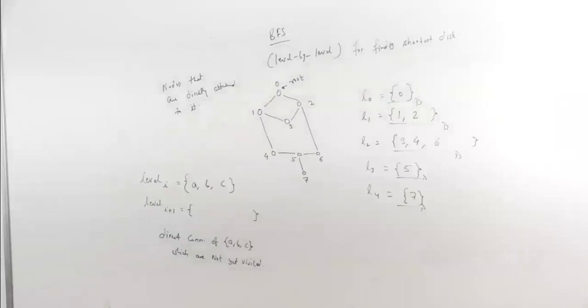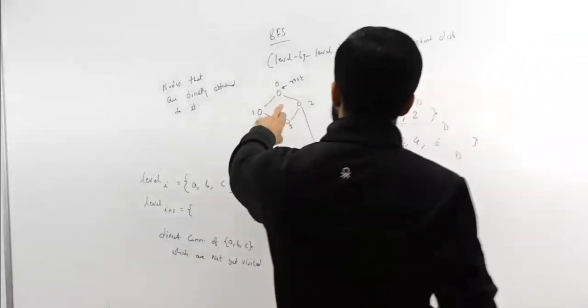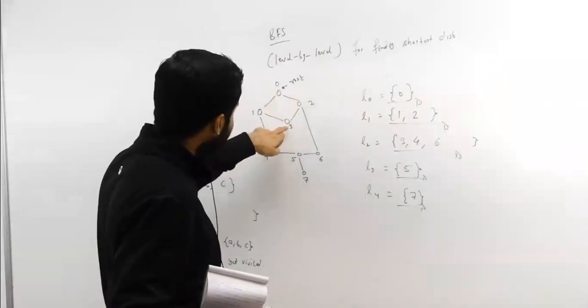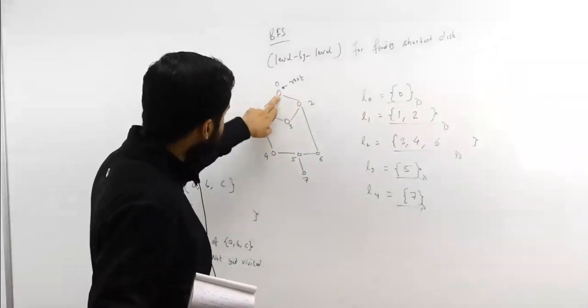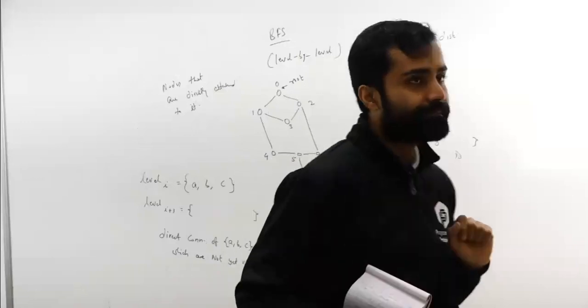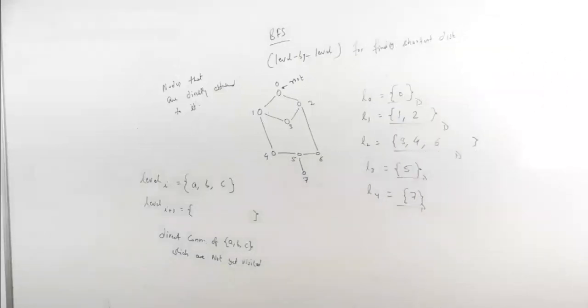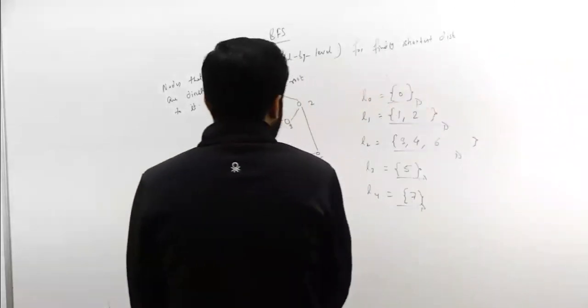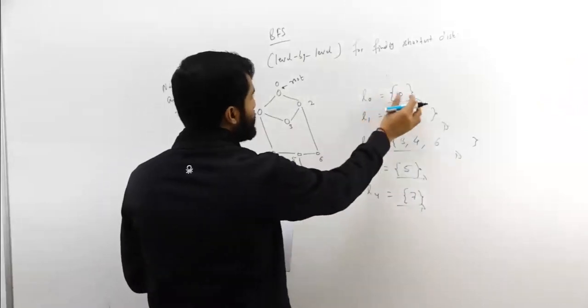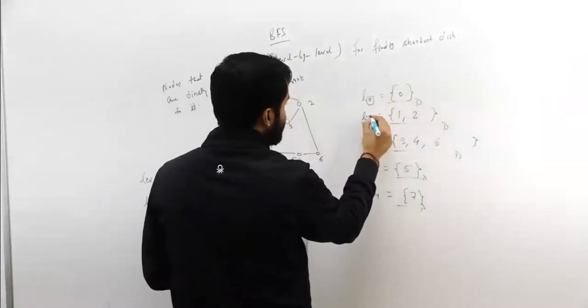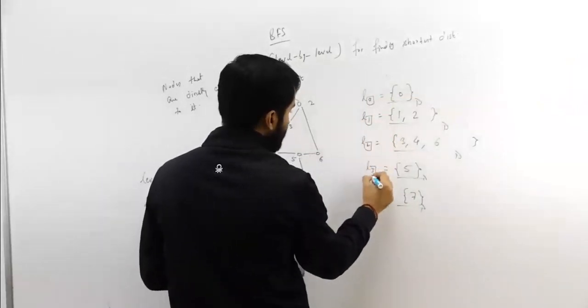It is 2 units, right? If you have to go from 0 to 3, you can go like that. And what is the shortest distance between 0 and 7? Will somebody tell me that? It is 4 units. You can check that out. It so turns out that this is at level 0. This is at level 1, level 2, level 3, level 4.